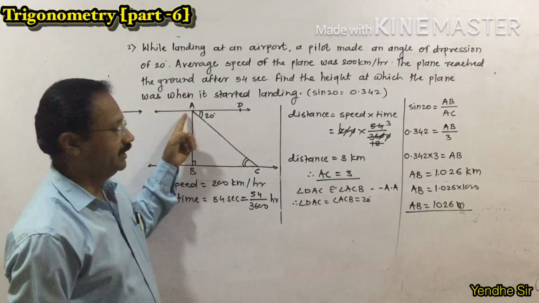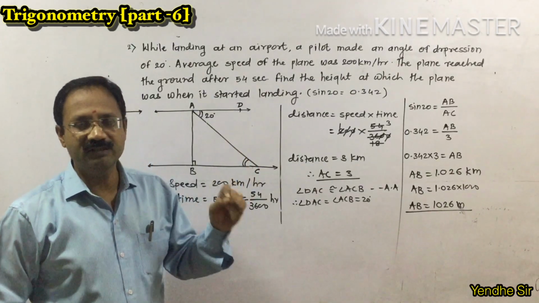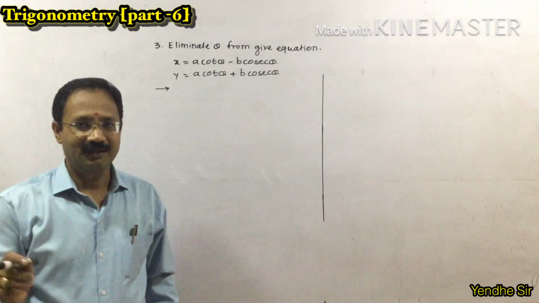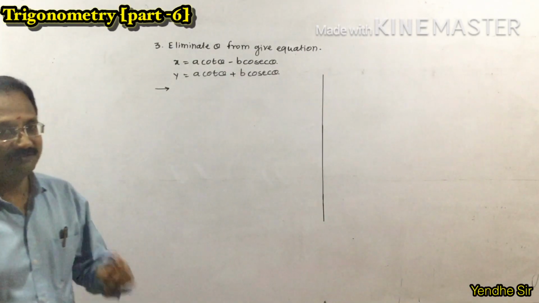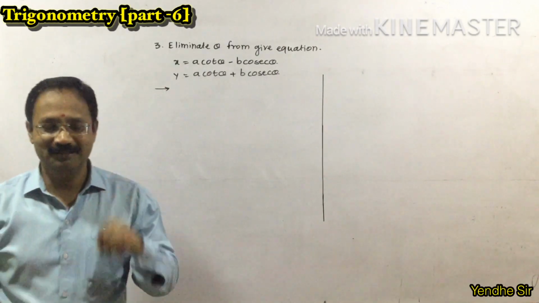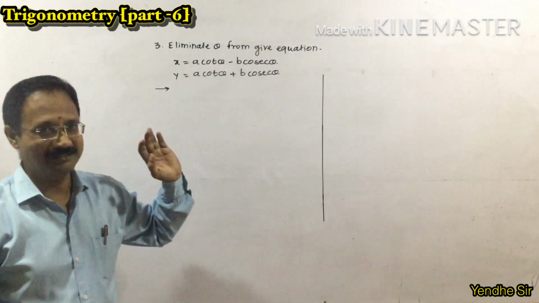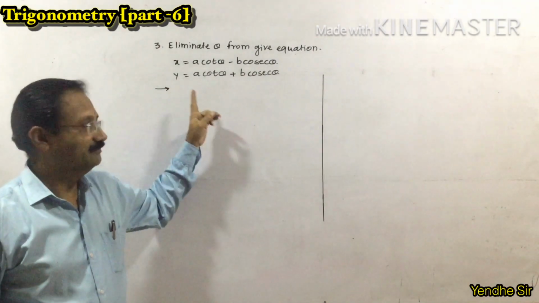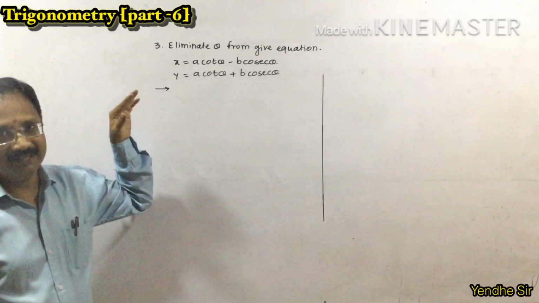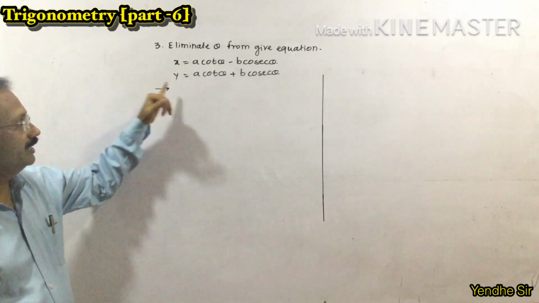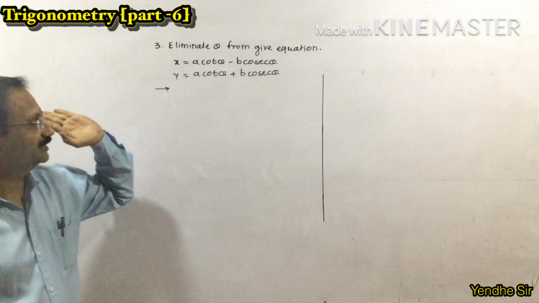Therefore, height of the plane from the ground is 1026 meter. Let's see one another different sum, which is not a word problem. Here the question is: eliminate the theta from the given equations, and you have been given two equations, x equals a cot theta minus b cosec theta, and y equals a cot theta plus b cosec theta.